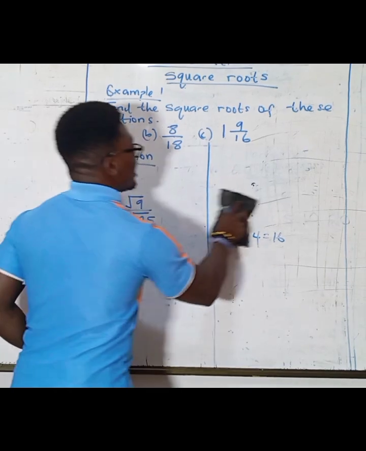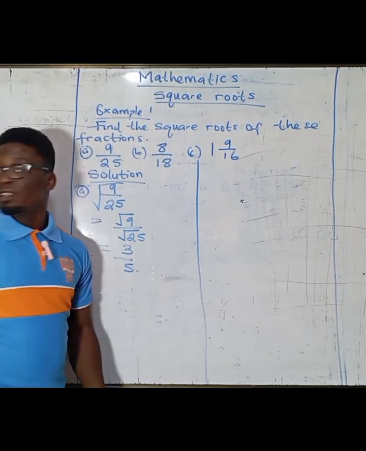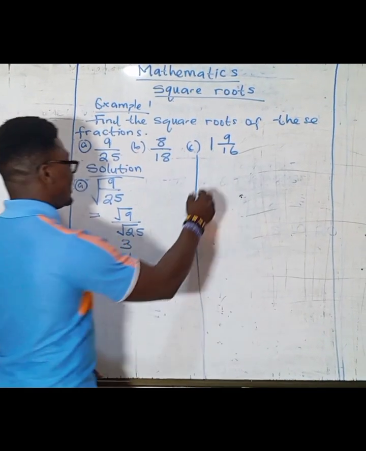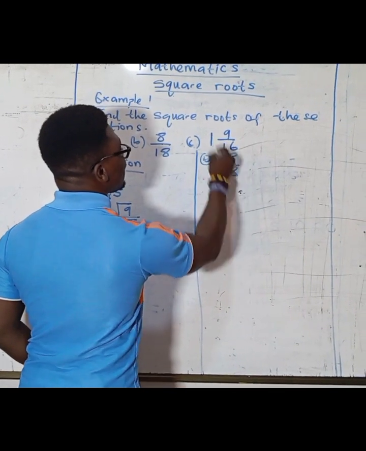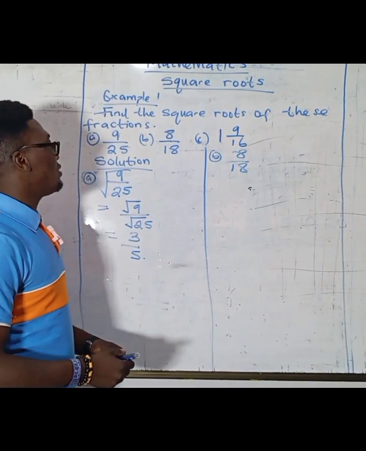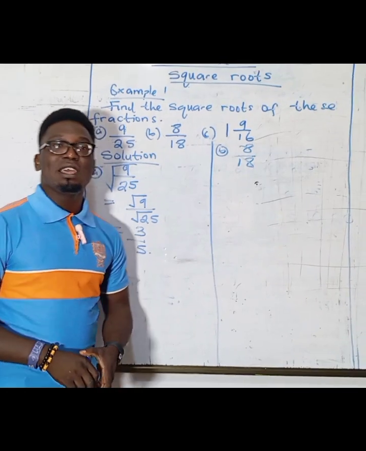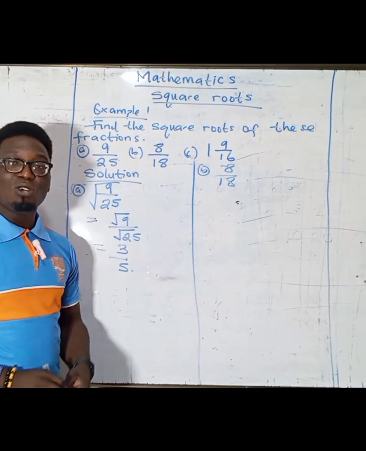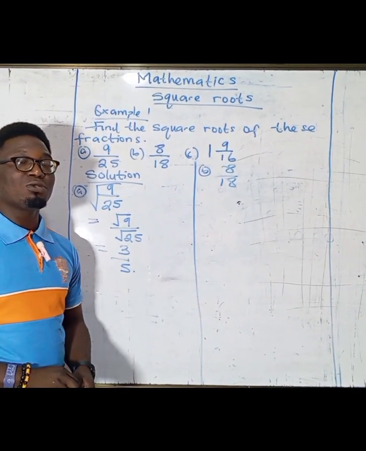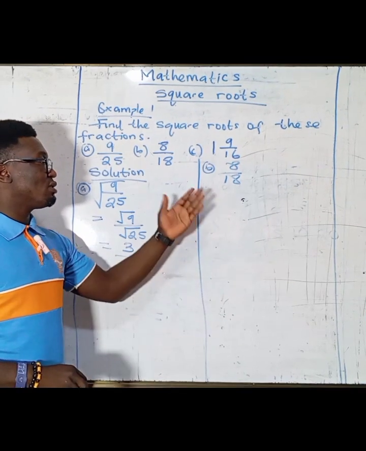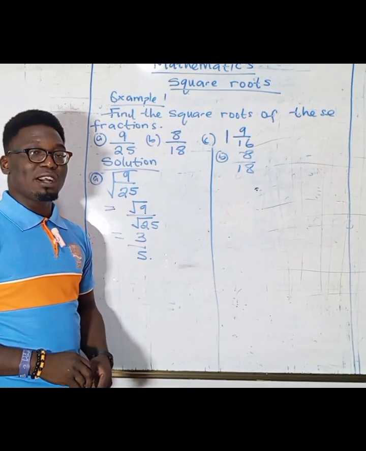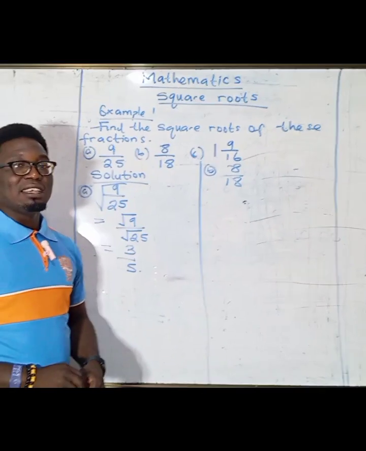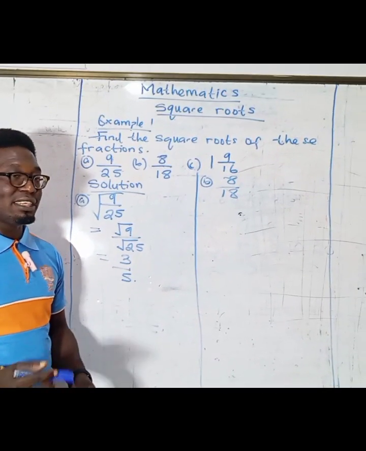Let's solve the second question. B, I have 8 over 18. Now, in this question, 8 is not a perfect square, and 18 is also not a perfect square. So we are going to reduce these fractions. By doing that, we have to find the highest common factor of 8 and 18. That's the HCF of 8 and 18.